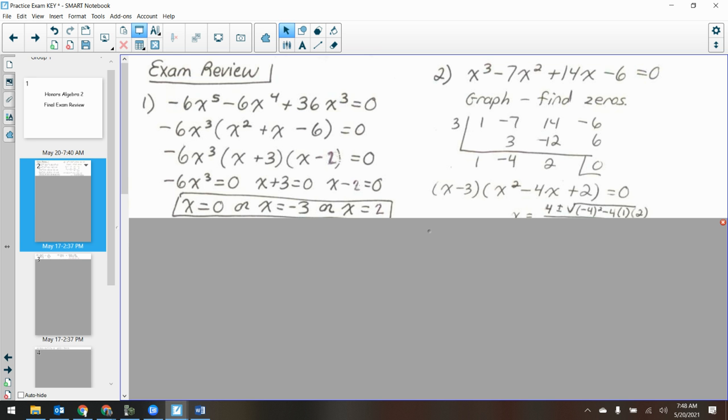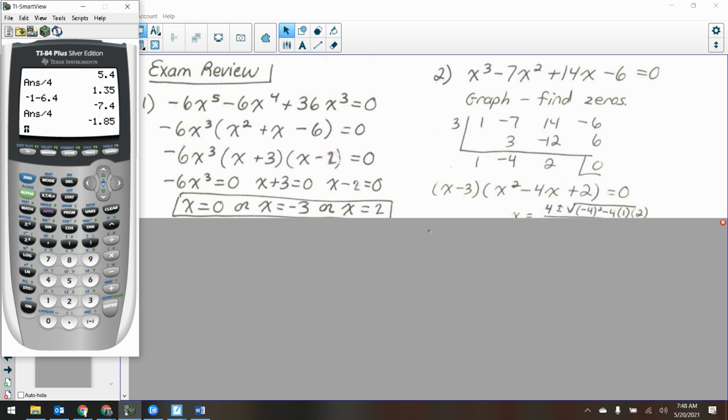Let's take a look at number 2. Graph to find the zeros. I think I announced that in class anyway. I want to show you what I mean when I say graph to find the zeros. You go into your y equals, and you plug in x to the third minus 7x squared plus 14x minus 6. All right, so there's my polynomial. I'm going to zoom 6.